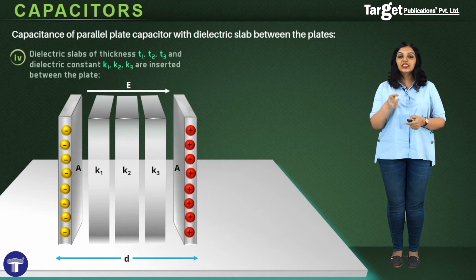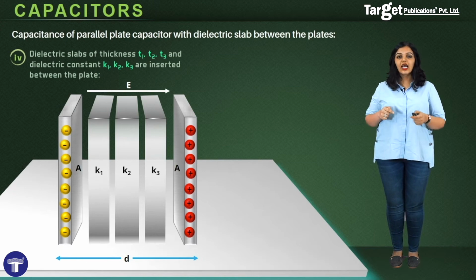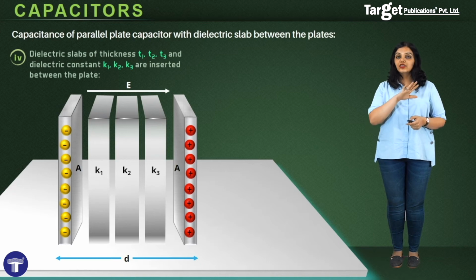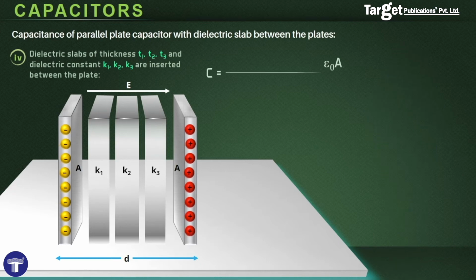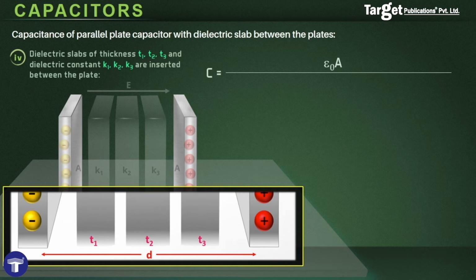So now using the idea that I can write a general equation like I did in case 3, I will write epsilon naught A, that is the numerator as always is the same. In the denominator I have two parts. First I have to write down the part where I have only free space, and that will be nothing but D minus T1 plus T2 plus T3 all in a bracket. So you just add up the thicknesses of all the dielectrics, subtract that from the total distance between the plates, and that will give you the remaining portion where there is only free space. So this is the first part of the denominator.